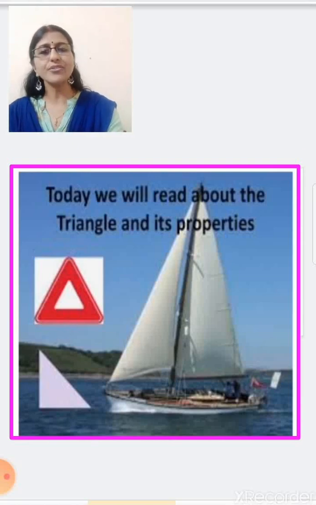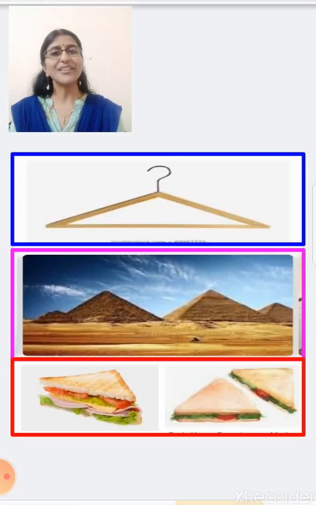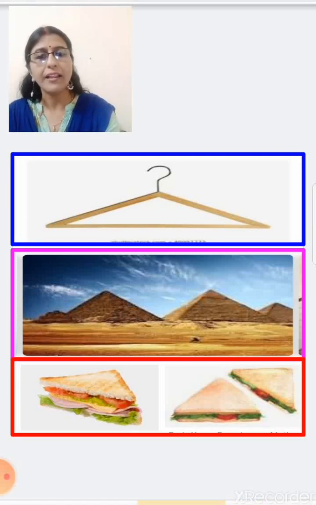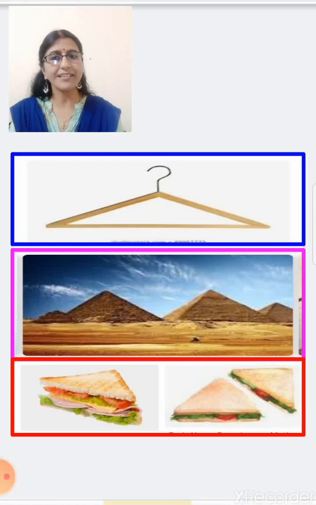Now you see so many things around us which are triangular in shape. Here you see in this figure a hanger, which is used for drying clothes, keeping clothes. This is also triangular in shape. This pyramid you can see, this is also triangular in shape. Sandwiches which we love to eat, which we all make in our breakfast, are also triangular in shape. Samosas which you all love to eat are also triangular in shape.